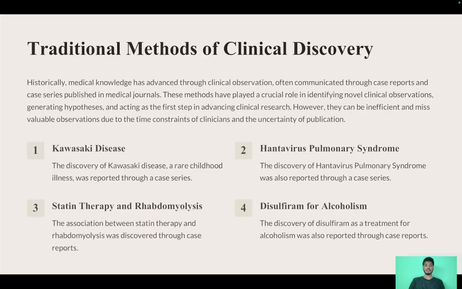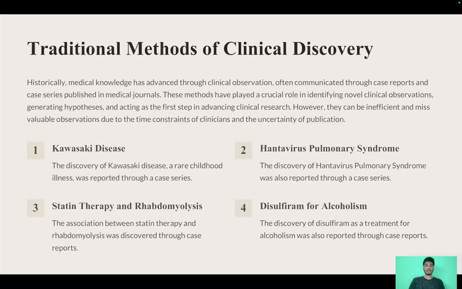Let us see about traditional methods of clinical discovery as mentioned in the research. Historically, medical knowledge has advanced through clinical observation, often communicated through case reports and case series published in medical journals. These methods have played a crucial role in identifying novel clinical observations, generating hypotheses, and acting as the first step in advancing clinical research. However, there can be inefficient and missed valuable observations due to the time constraints of the clinician and the uncertainty of the publication.